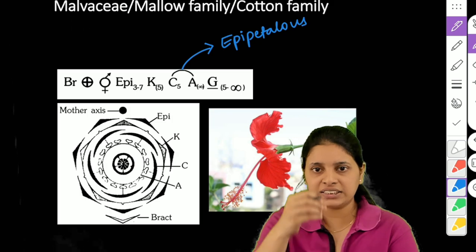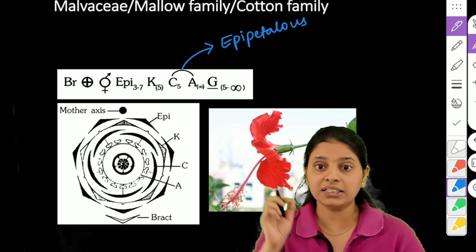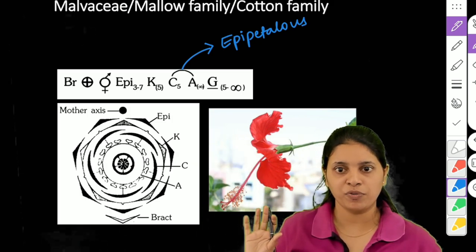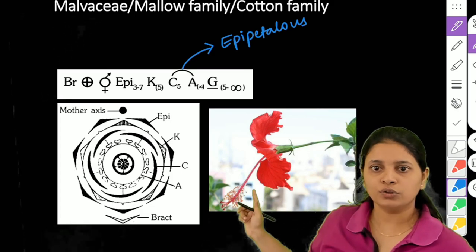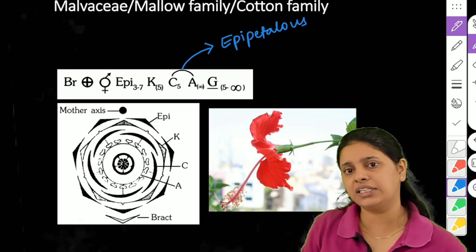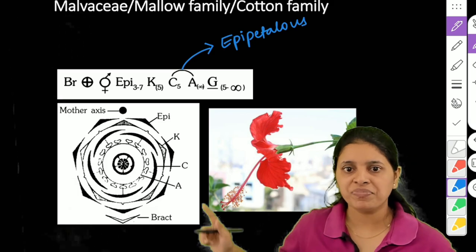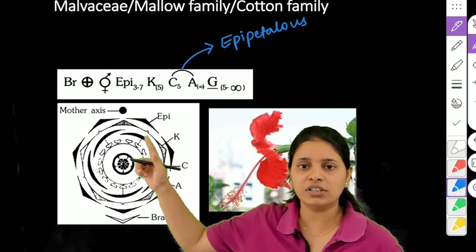The ovary, the styles, these are fused. But the stigmas are free. Okay. And the stigmas will easily capture the pollens. Okay. So this is basically the floral formula. This is the diagram. As you can see, all the whorls are represented.